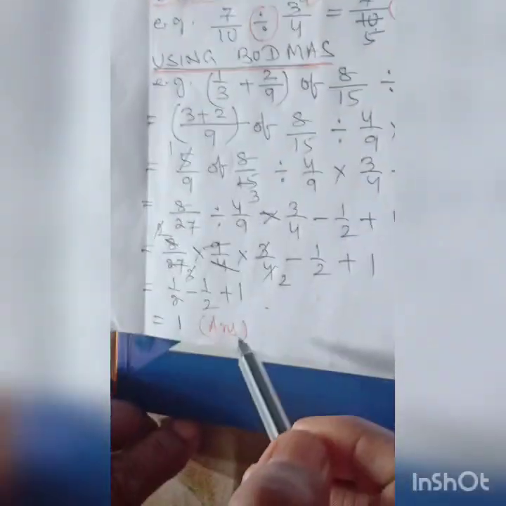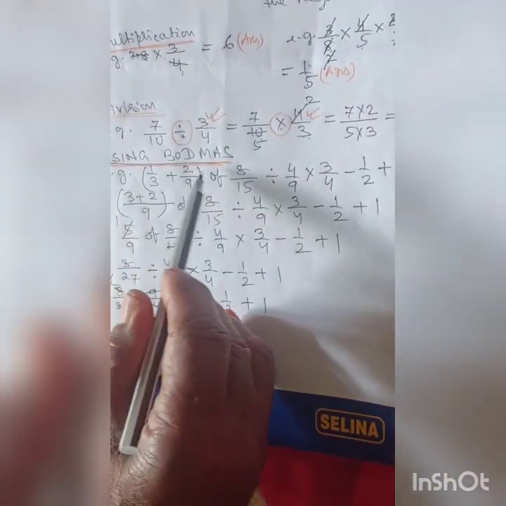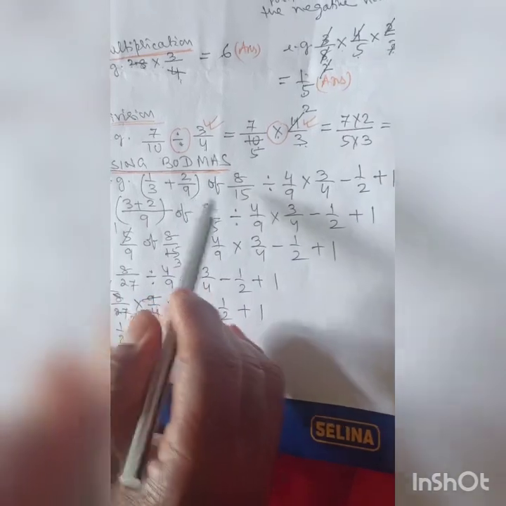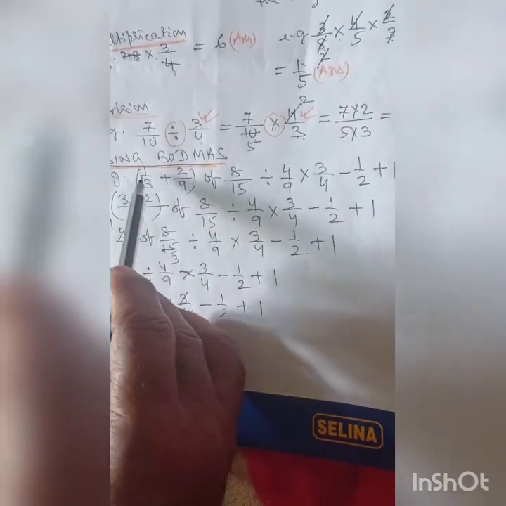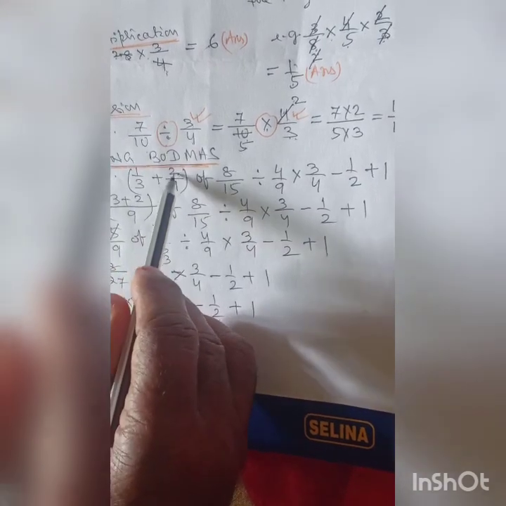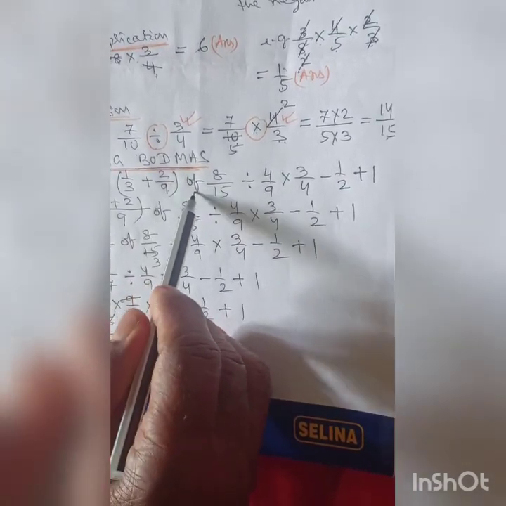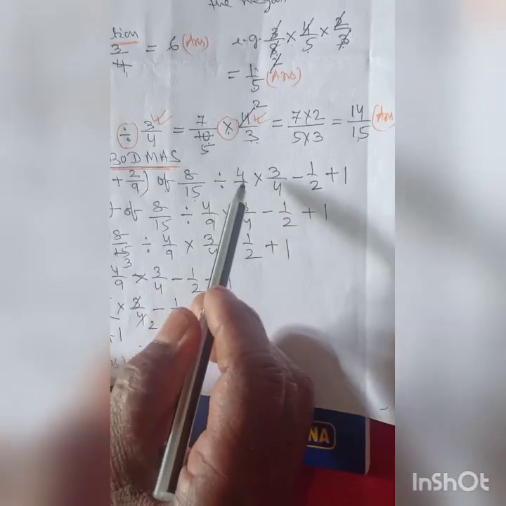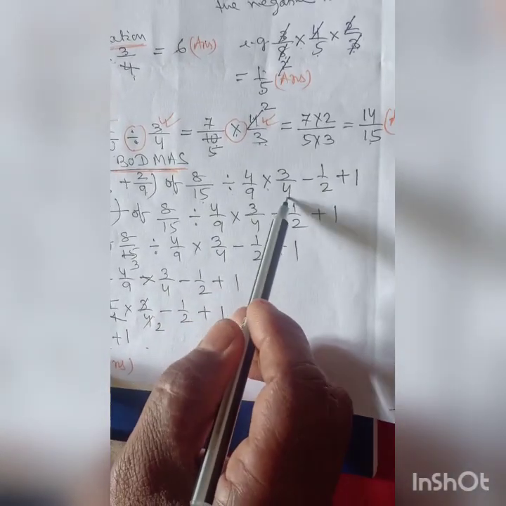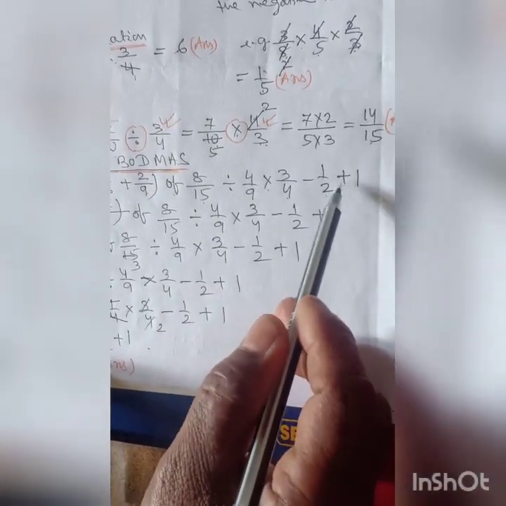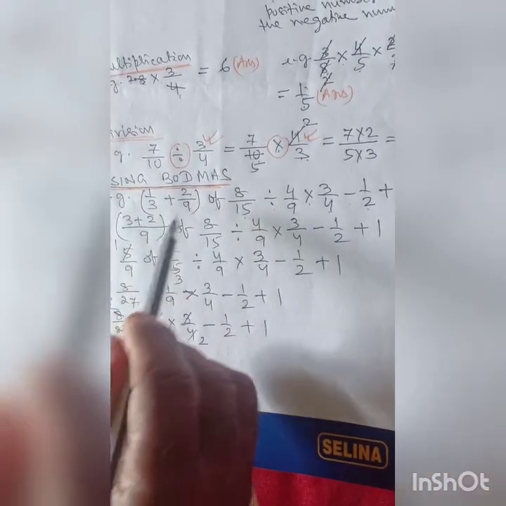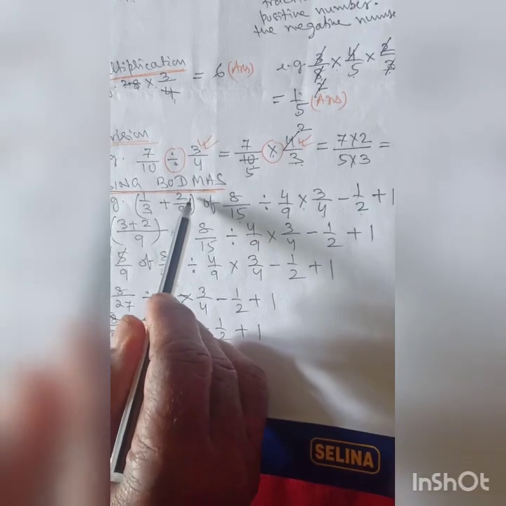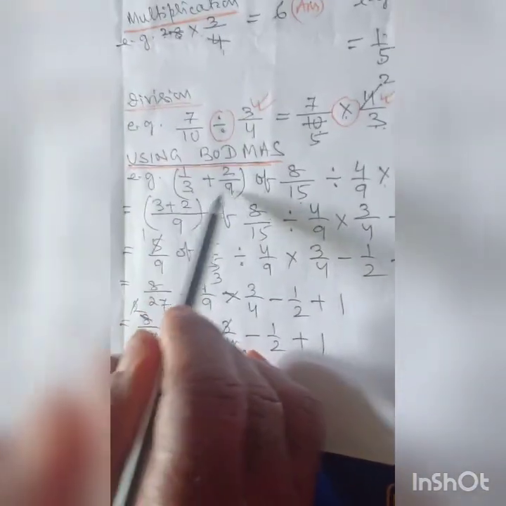The next is, I will tell you how to use the BODMAS rule in simplification of fractions. For example, bracket 1/3 plus 2/9 bracket close, of 8/15 divided by 4/9 multiplied by 3/4 minus 1/2 plus 1. First, by the BODMAS rule, the bracket has to be simplified. Now 3 and 9 within the common bracket.